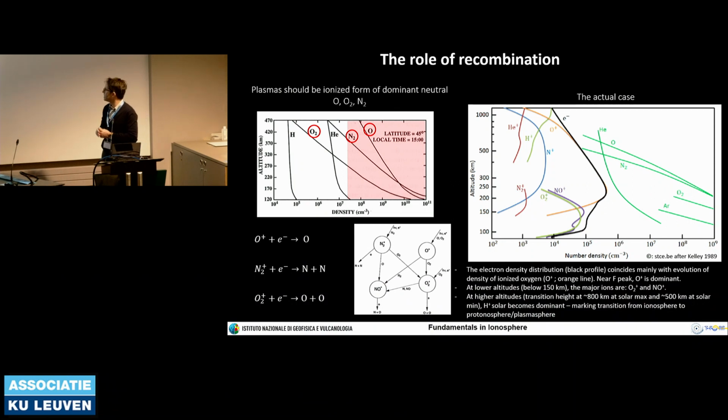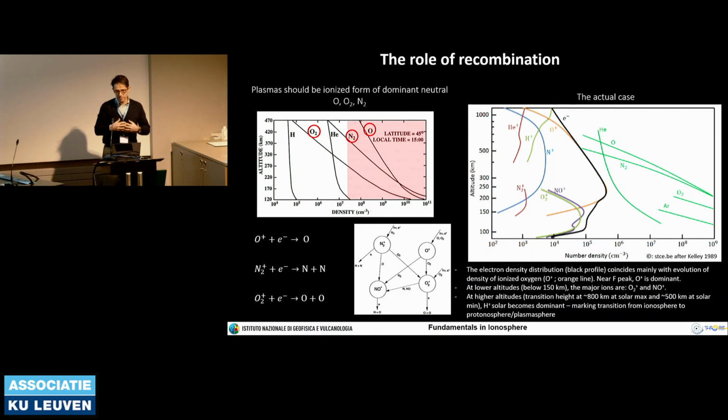And the electron density distribution, which is the black profile you will see there, is mainly driven by the electron density distribution of the ionized oxygen. When you have the peak at around 300 kilometers, it's the O plus that is dominant. At lower altitudes, below 150 kilometers, the major ions are O plus, O2 plus, and NO plus. And at higher altitude, it's the lighter elements that dominate, specifically the hydrogen, which marks the transition towards the protonosphere and plasmasphere.